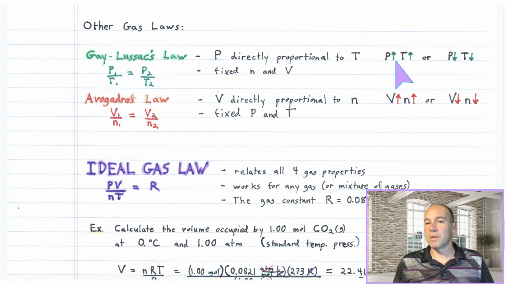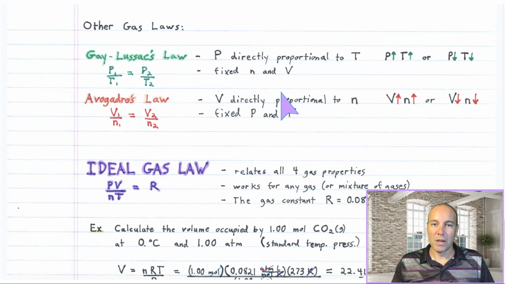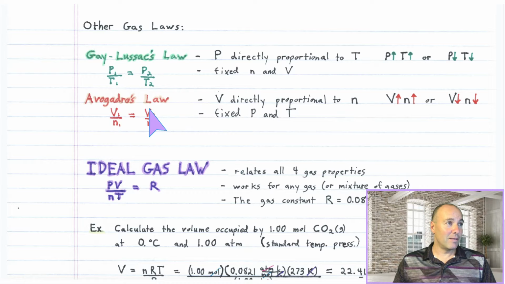If the temperature doubles, the pressure doubles. So if one goes up, the other one goes up proportionately. And if one goes down, the other one goes down proportionately. If you cut the temperature in half, the pressure gets cut in half, a directly proportional relationship. And it's P1 over T1 equals P2 over T2. That's the mathematical form.